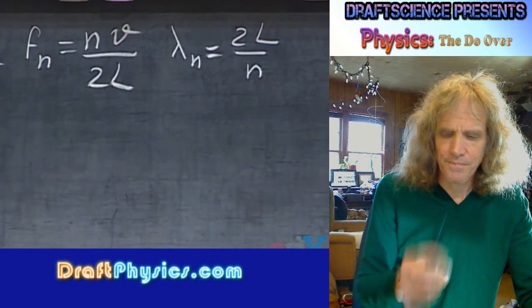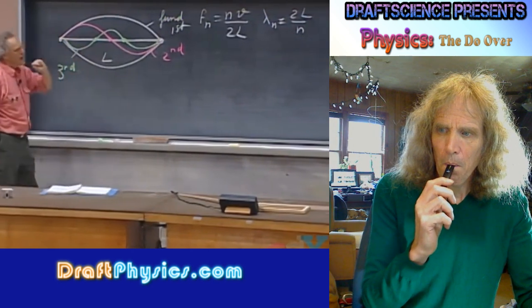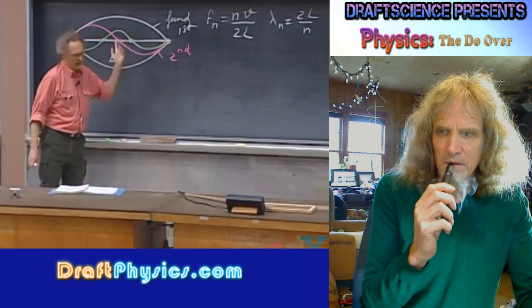If you put in n equals 1, you see that the wavelength is indeed twice the length. And if you put in n equals 2, you see that the wavelength is exactly L.